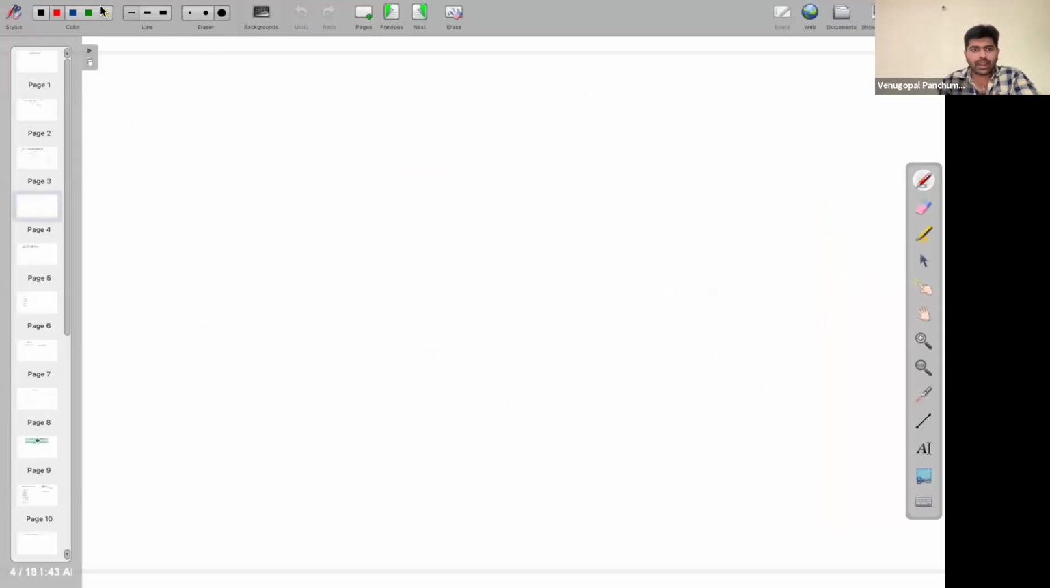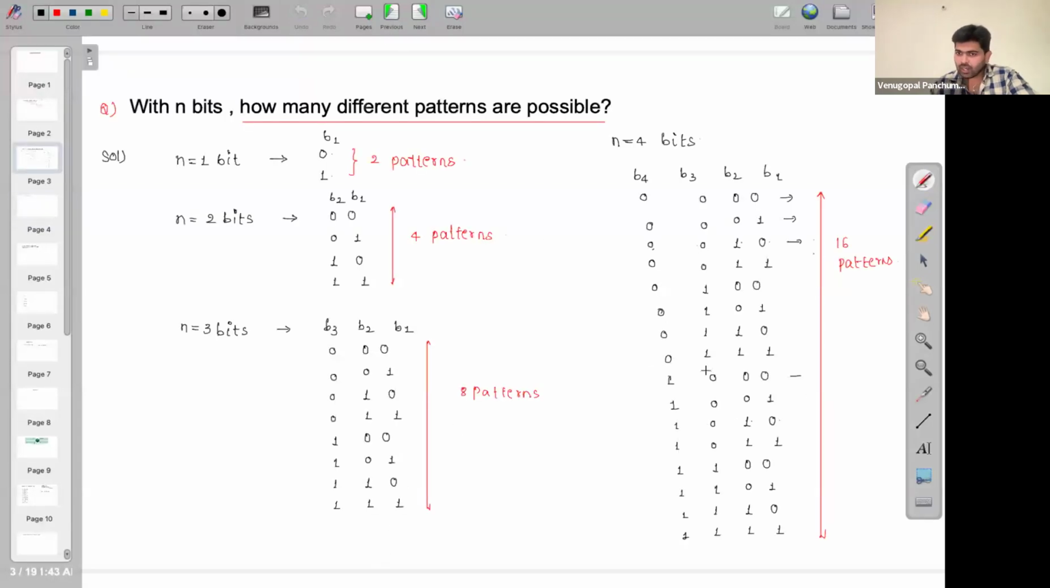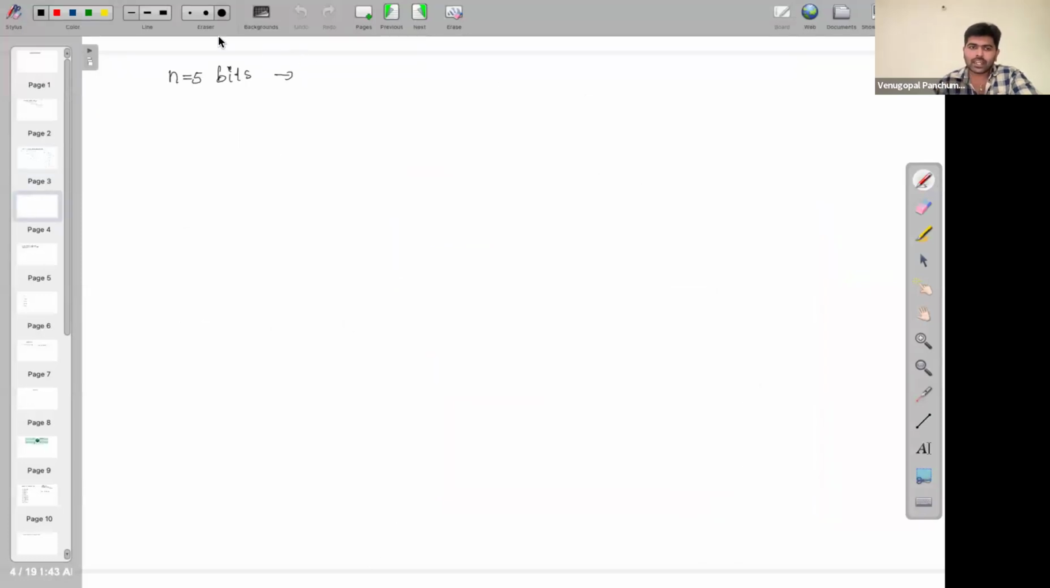Now next, if n is equal to 5 bits, then can you guess how many? We have already 16 now. Now one more bit will get added. So 16 plus 16. So that is 32 patterns.